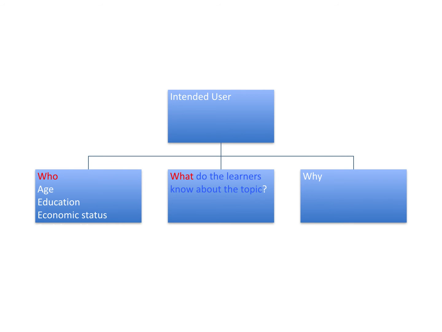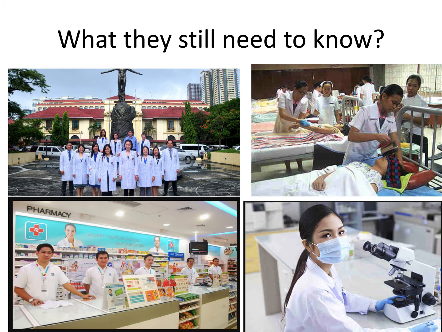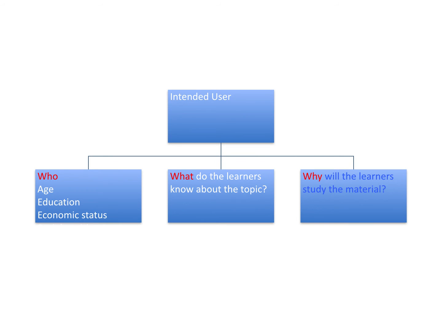what they already know about the topic, what they still need to know about the topic. Why will these learners study the material? If they know a great deal about the topic, what will they expect to learn from the self-instructional module? If they only knew a few things about the topic, what will they expect to be told about it?